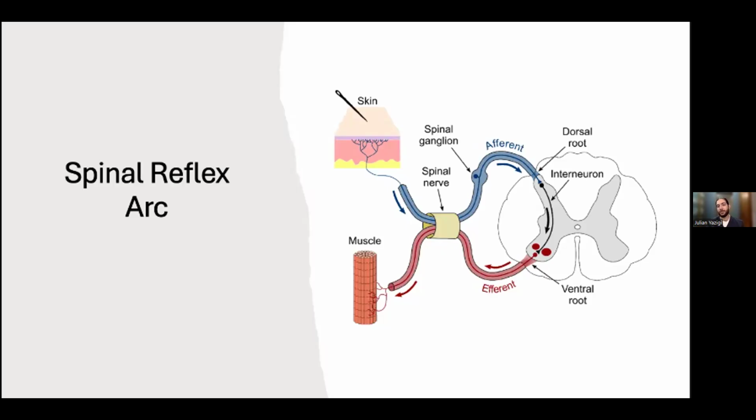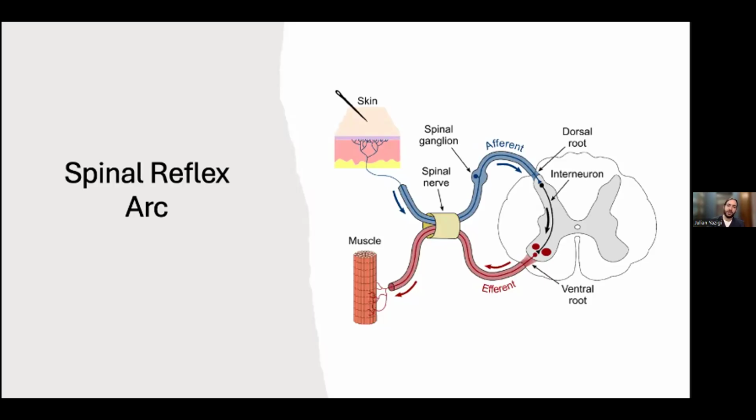A prime example is the withdrawal reflex, in which a nociceptive input from a painful stimulus triggers a coordinated withdrawal of the limb. Here, excitatory interneurons activate flexor muscle motor neurons, while inhibitory interneurons simultaneously suppress extensor motor neurons, a mechanism known as reciprocal inhibition. This ensures that agonist and antagonist muscles do not contract at the same time.